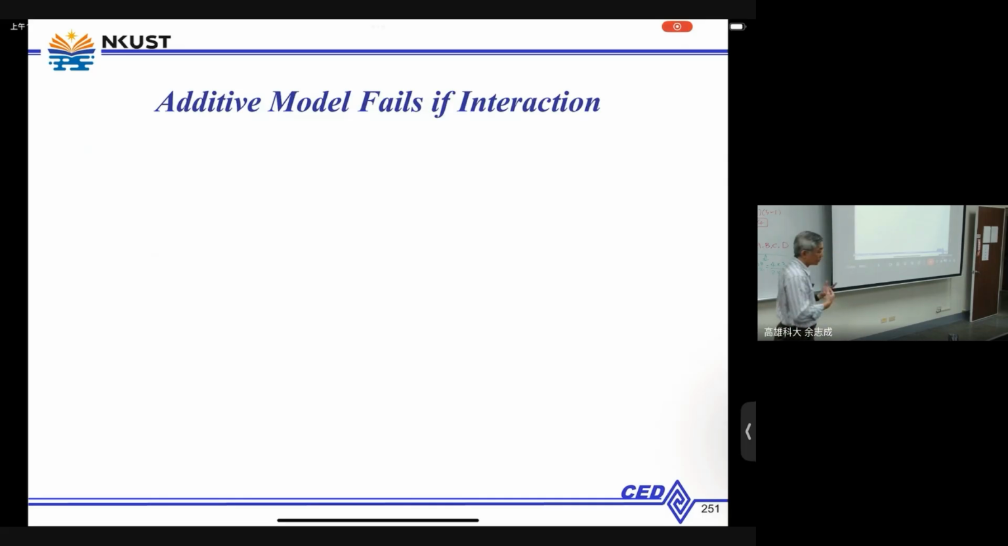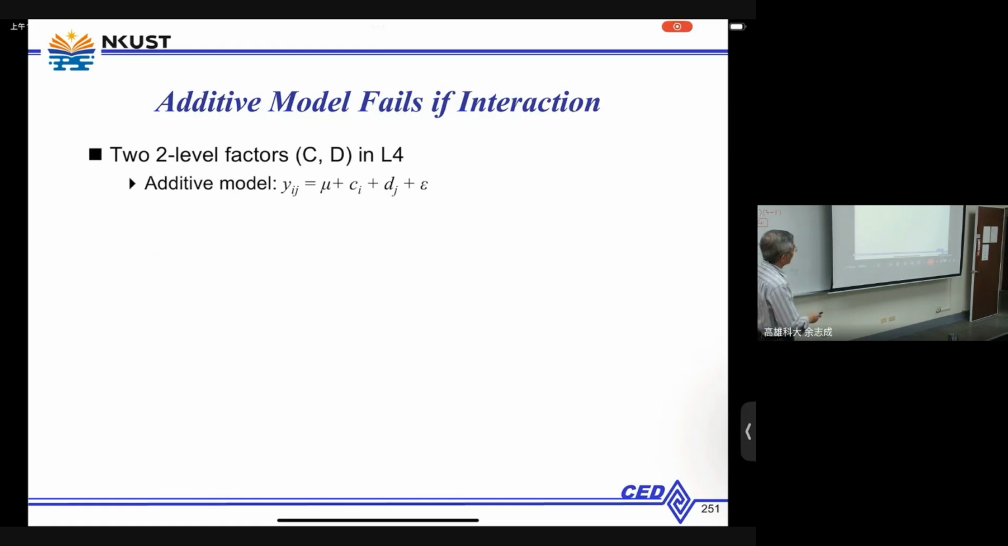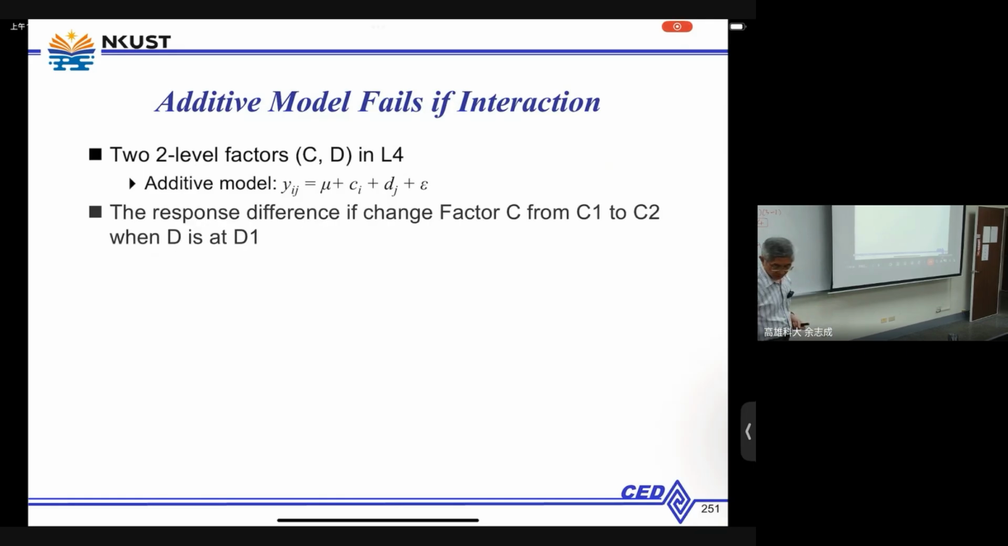Here we have a conclusion, although I already told you before. The additive model will fail if there is interaction. Here again, we check the CD case. This is the additive model for C and D in 2 levels. And in our previous example, what's the difference between C1 and C2? When D is at D1, we substitute into that model. We know that the difference using the additive model should be C2 minus C1.